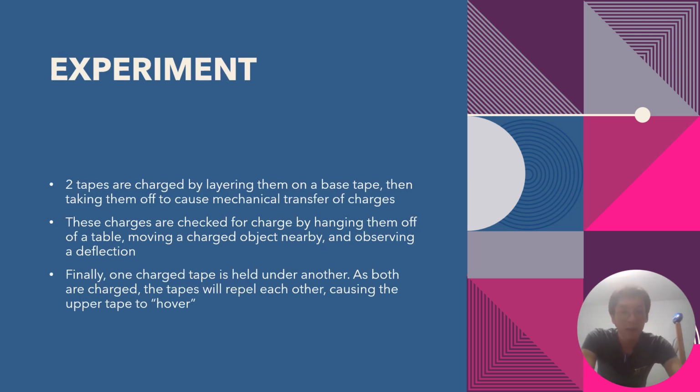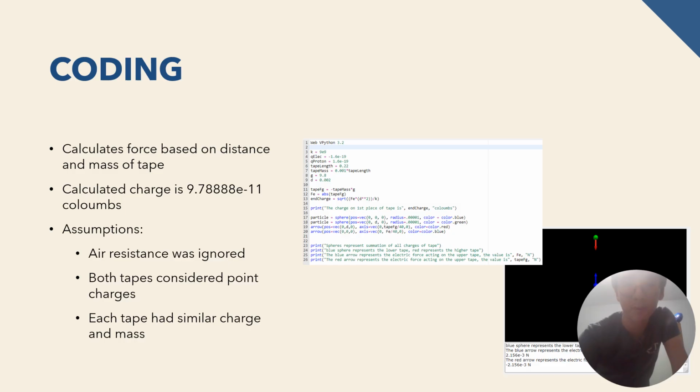The experiment is conducted by taking two pieces of tape and charging them by layering them on a base tape and taking them off to cause mechanical transfer of charges. These tapes are checked for charge by hanging them off of a table, moving a charged object nearby, and observing a deflection. Finally, one charged tape is held under another. As both are charged, the tapes will repel each other, causing the upper tape to hover.